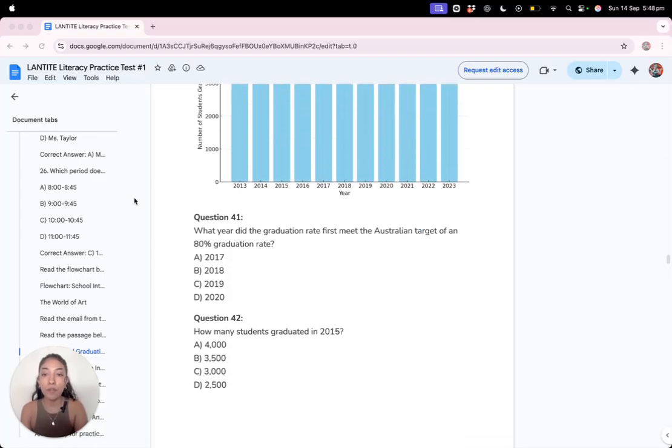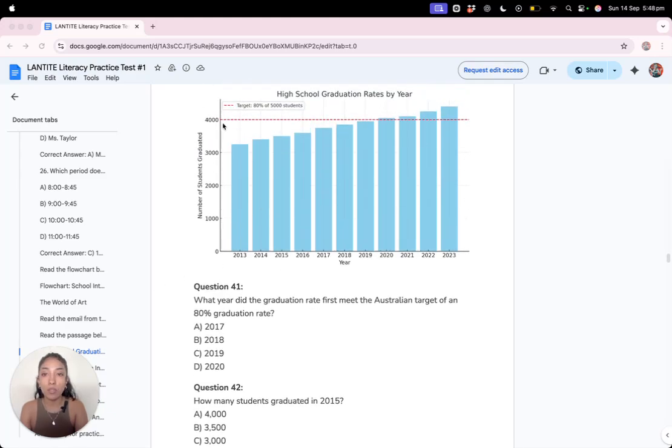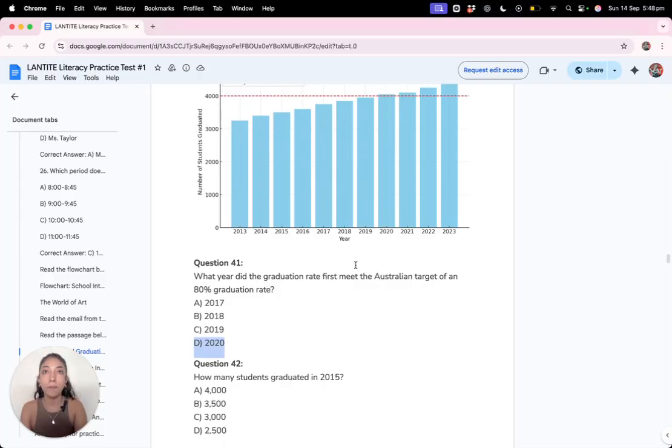So question 41. What year did the graduation rate first meet the Australian target of an 80% graduation rate? When we have a look, this is the line, that's the 80% target. And we can see it did meet it at the year 2020, so D. Okay, the next one.